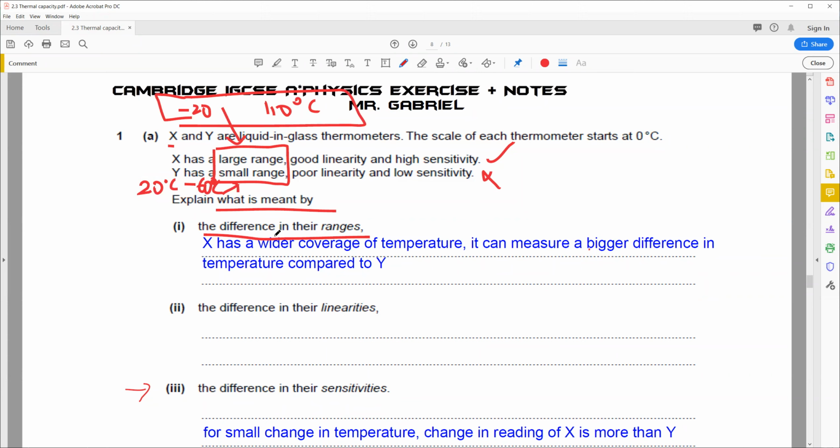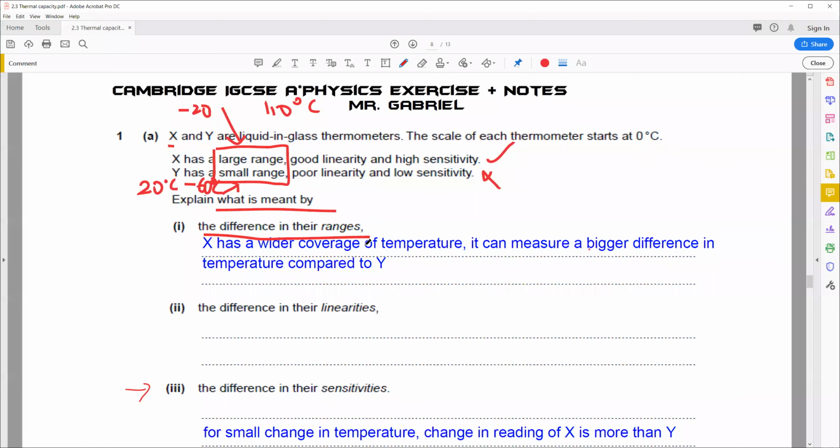And if they ask you to talk about the difference in their range, the simple answer will be X has a wider coverage of temperature. It can measure a bigger difference in temperature compared to Y. It doesn't have to be word by word, guys. You could say something like, X has a larger range that can cover more temperatures. It'll be the same thing, just a different play of words.